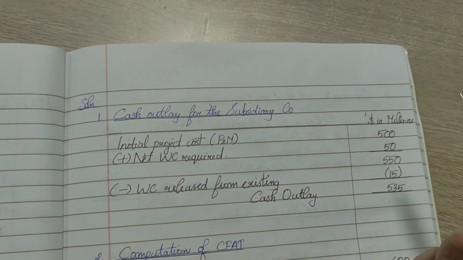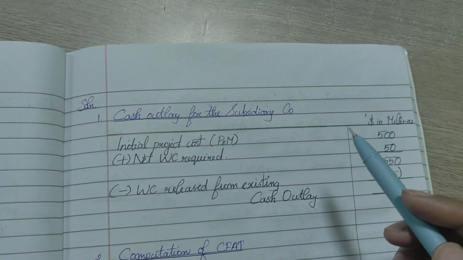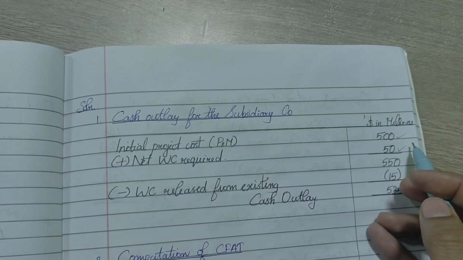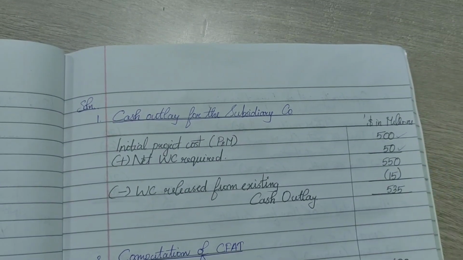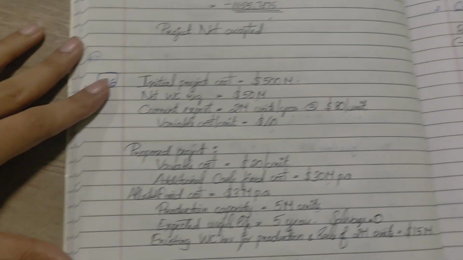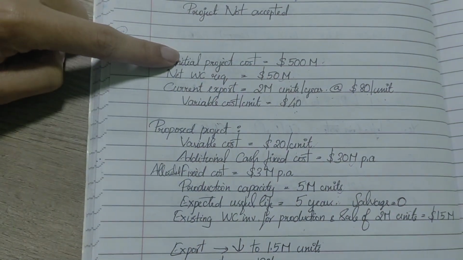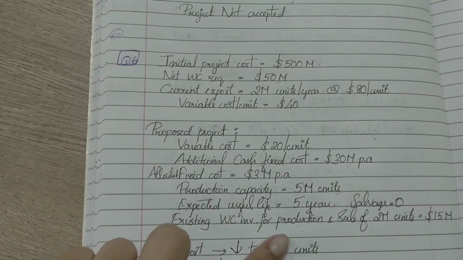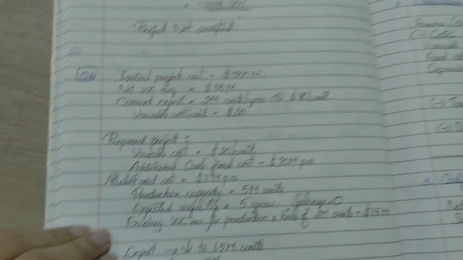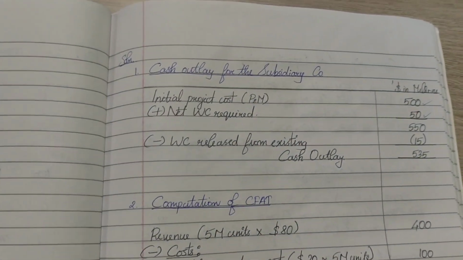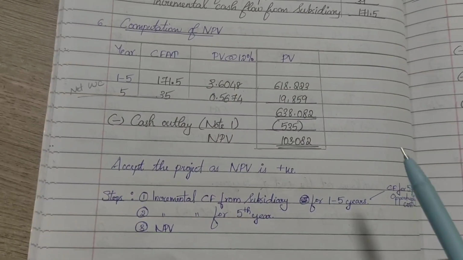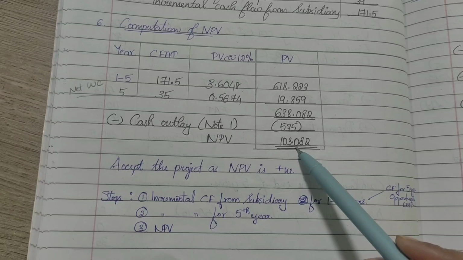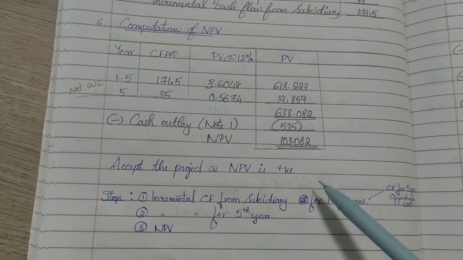So how much is the initial cash outflow? The initial project cost is 500 million. Of that, net working capital required is 50 million. Already 15 million exists. So the initial project cost is 500 million, net working capital required is 50 million, of which already 15 million exists. So the initial cash outflow is 535 million. Subtracting the initial cash outlay, you will get the NPV as positive 103.082. So we can accept the project.